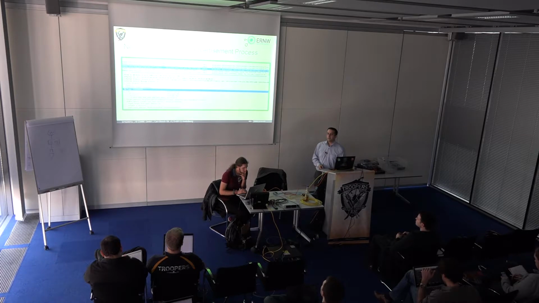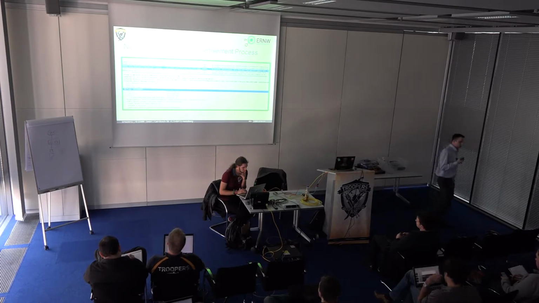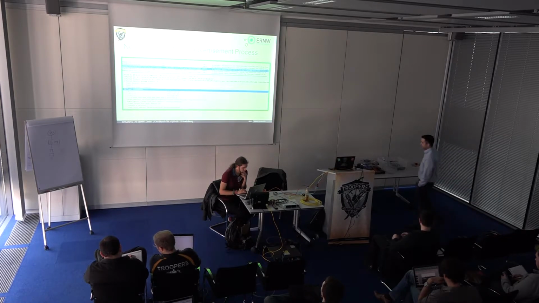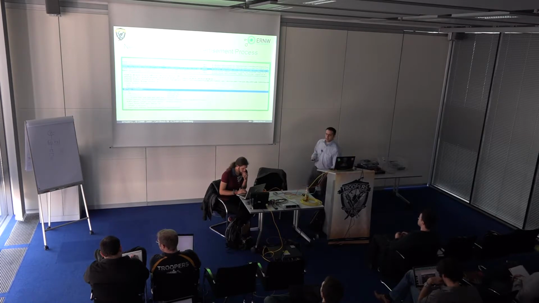So the next one, neighbor solicitation advertisement process. This is the process to get the MAC address to a given IPv6 address. Same principle as in the IPv4 world, where we had ARP request and ARP reply. In the IPv6 world, we have a neighbor solicitation for a specific address, and the answer is the neighbor advertisement.